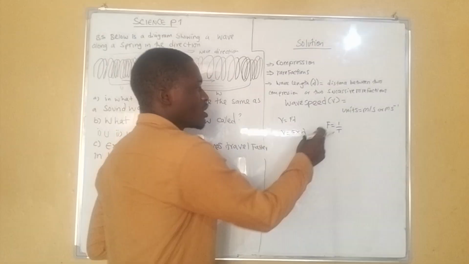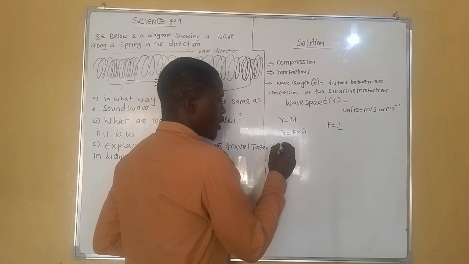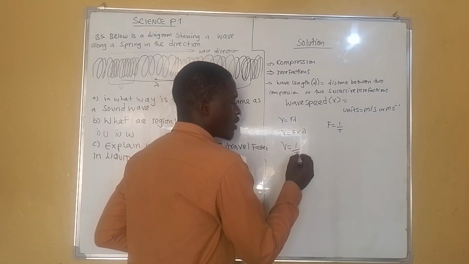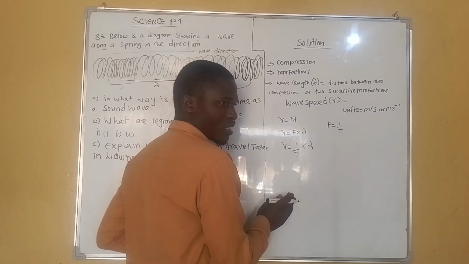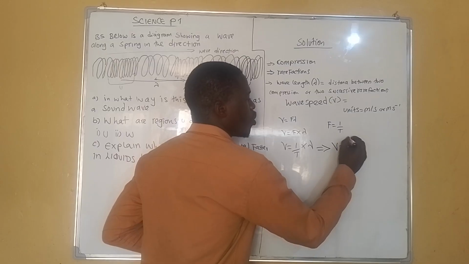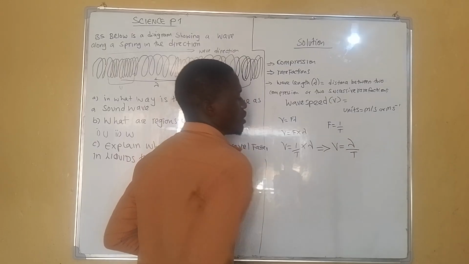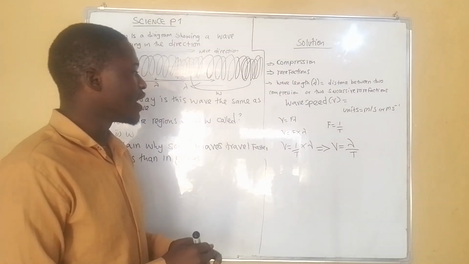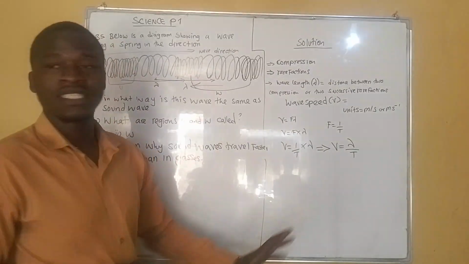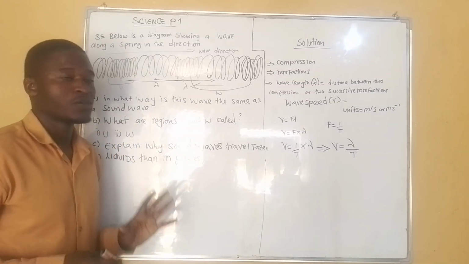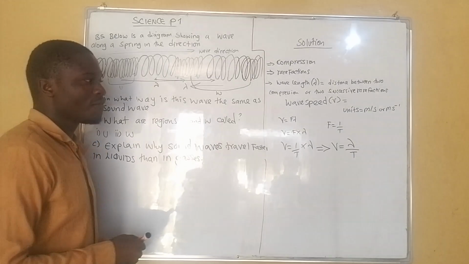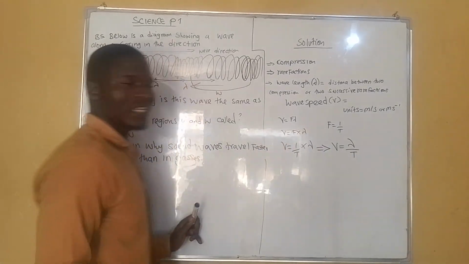And we know that frequency is 1 over T, right? So we can have V is equal to, where there is frequency here, we replace with 1 over T, multiplied by wavelength. Meaning here we can have another formula, V equal to wavelength over T. When you multiply 1 times lambda, we are going to have lambda over T. So these are the two formulas that you can use to find the wave speed. Is it okay?